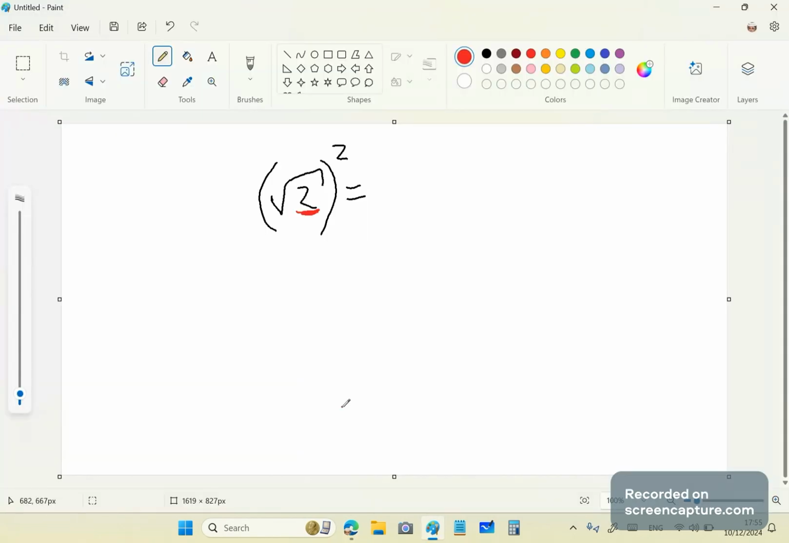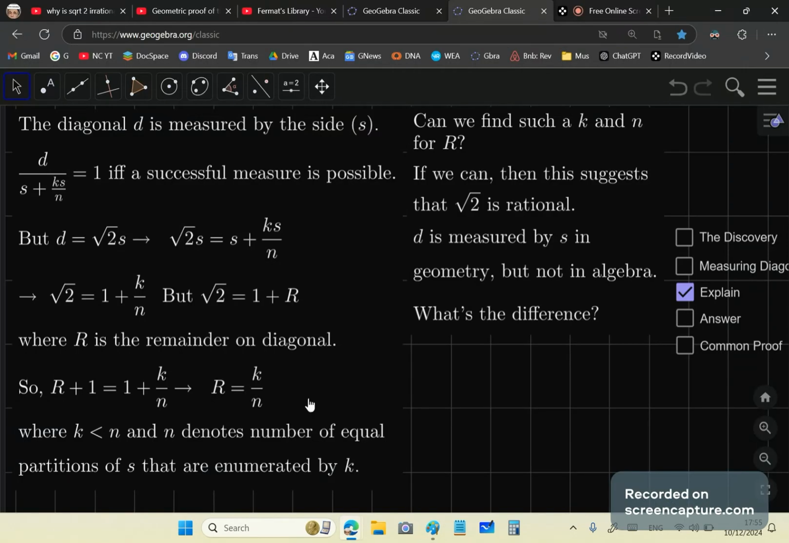normally what you see is when we try to approximate root 2, you have 1 and 4 over 10, or 1 and 41 over 100, or 1 and 414 over 1,000, etc., right? So which one of these here measures the leftover part? In other words, the side plus the leftover part. So by arriving at this equation that r is equal to k over n, we're left with a dilemma. Can we find such a k and an n for r?